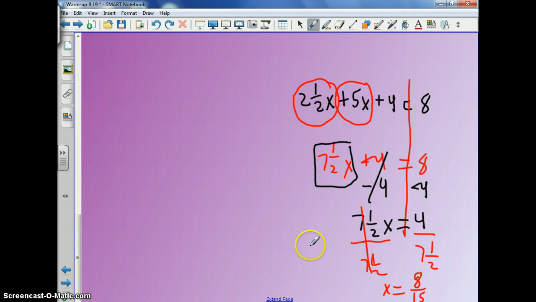All right. 8/15. If you're doing it manually, you do 4/1 divided by 15/2. Make them improper, and then multiply by the reciprocal. But if you do it on the calculator, 8/15, you get the same thing both ways. Any questions?